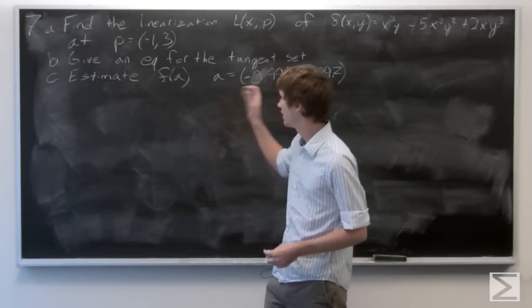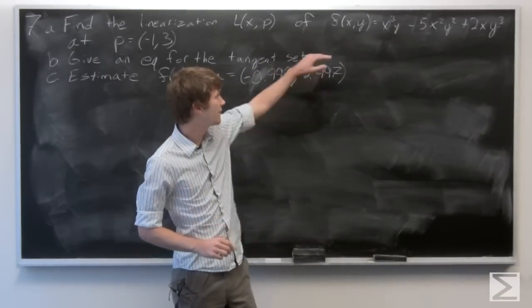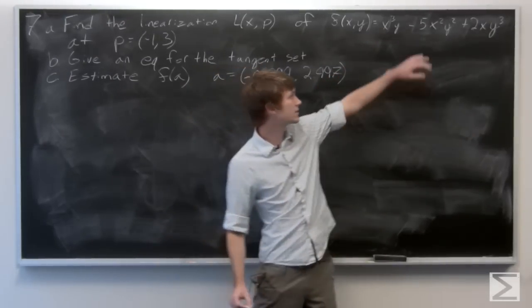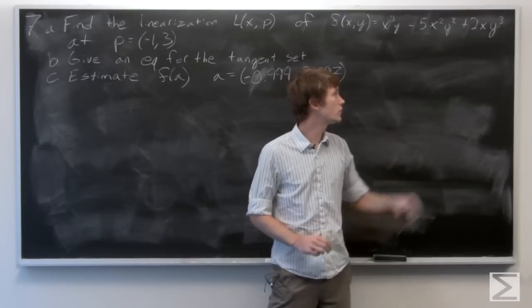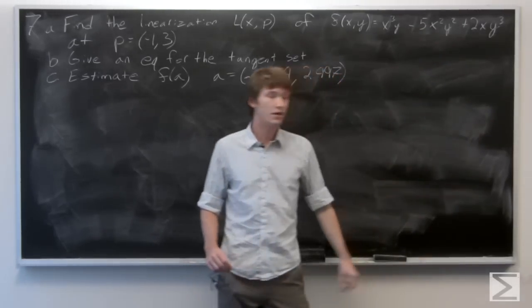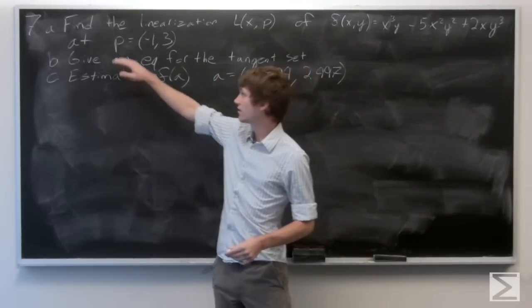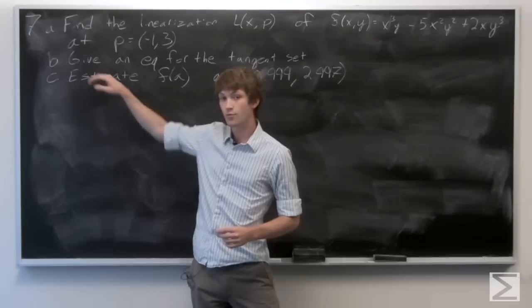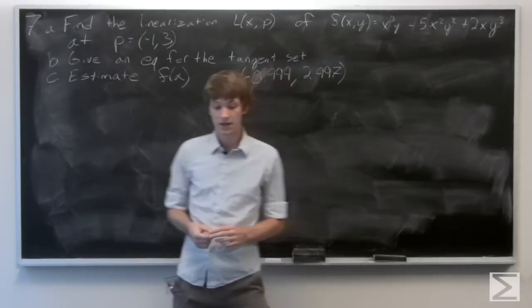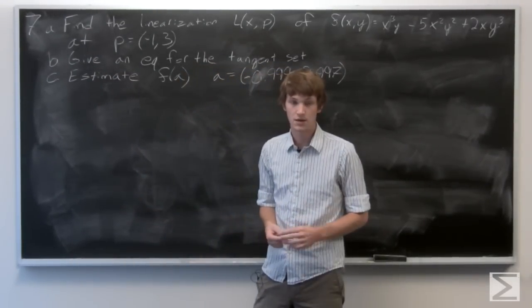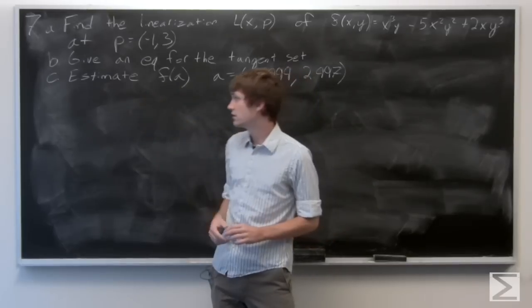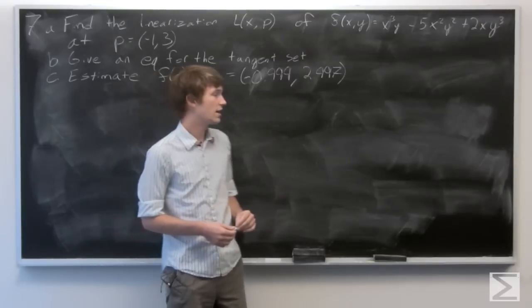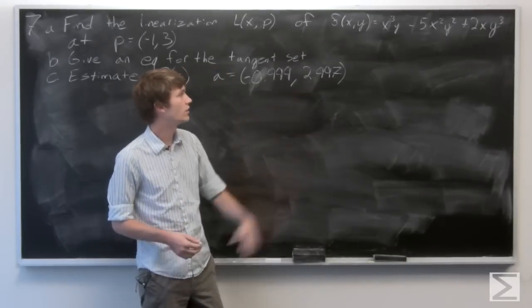Okay, in this problem, we're asked to find the linearization of f(x, y) = x³y − 5x²y² + 2xy³ at the point P = (−1, 3). And for part b, we're asked to give an equation for the tangent set of f at the point P. We also want to estimate f(a) when a is equal to (−0.999, 2.997).